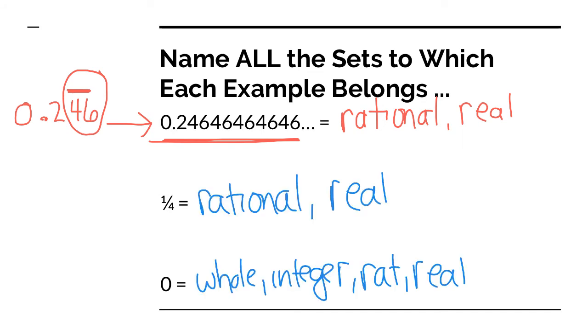Here are the answers for these two. So we have 1/4 is rational because it can be a fraction and everything is real this year. 0 is a whole number and it's on the integer number line, and I can make it into a fraction simply by putting a 1 underneath it, so it's rational and everything is real.